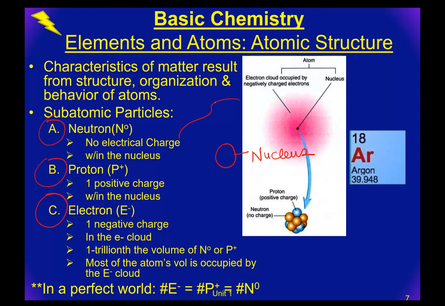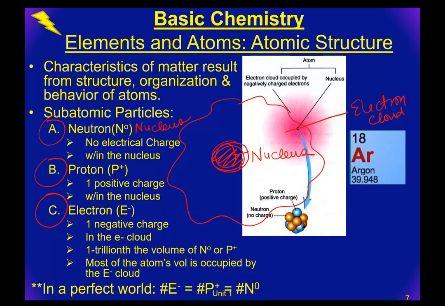But then outside of that, out here, you've got what is called the electron cloud. So the nucleus versus the electron cloud. In the space that is the nucleus, you only have 2 subatomic particles. The neutron is in the nucleus, and the proton is in the nucleus.